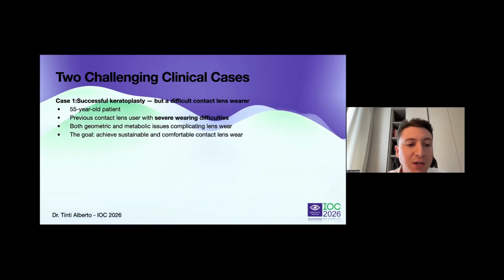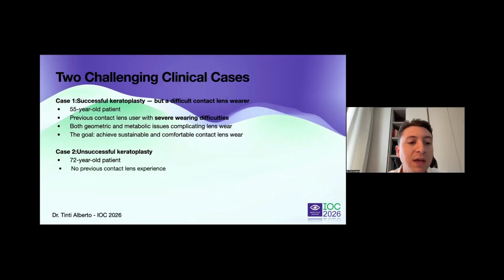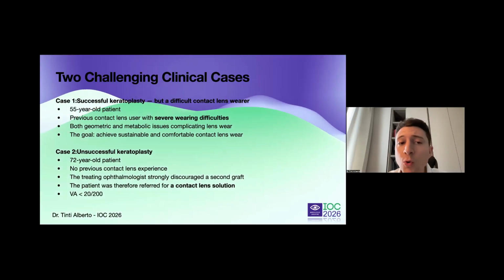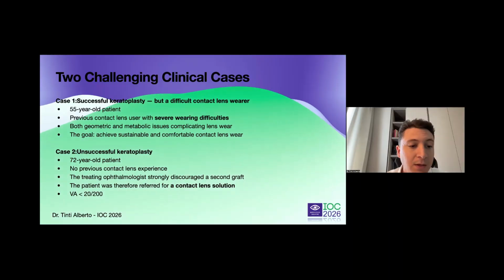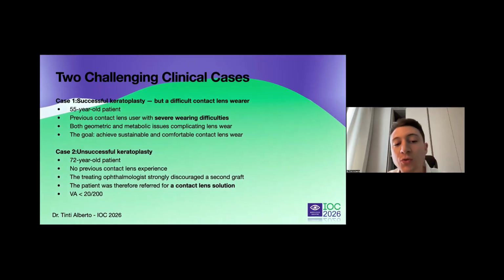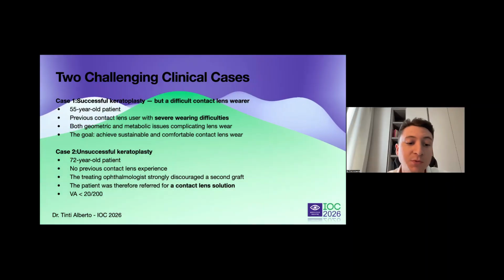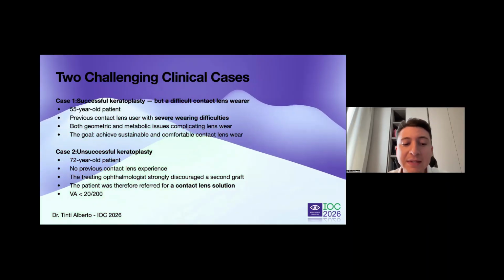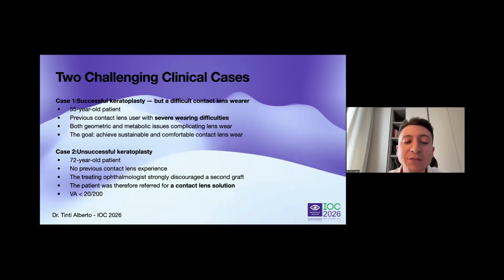For our second patient, we have a 72-year-old. He had an unsuccessful keratoplasty and has never worn contact lenses before. A second graft was strongly discouraged, so a contact lens solution became the only viable option. So we have two different starting points, but the same underlying problem. We have to manage a highly irregular cornea here.